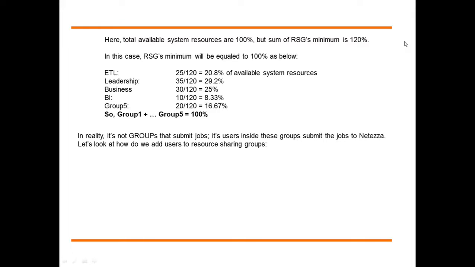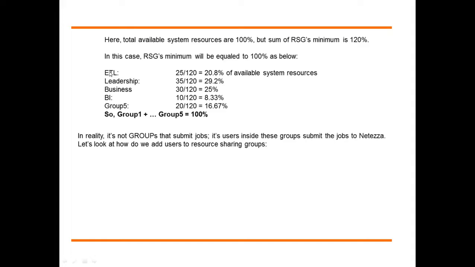Srinivasa, you are okay too? Okay. Yeah, Ravi. But what's reality here? In reality, it's not groups that submit jobs. It's not that the ETL group will log in and submit the jobs. No, it's the people within this group who submit the jobs, right? When I say three users are part of the ETL group, for example, Srini, Ravi, and Srinivasa, it's not that the ETL group logs in and submits it. No, it's people like you and I who log in and submit the jobs, right?